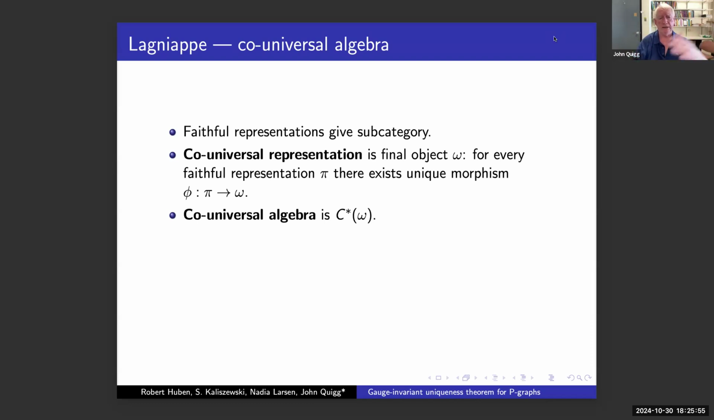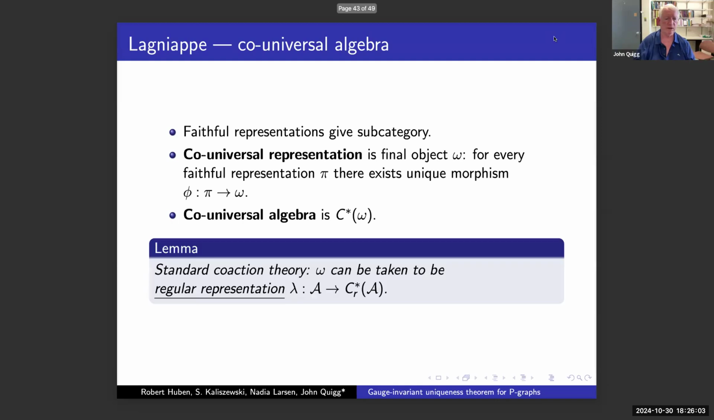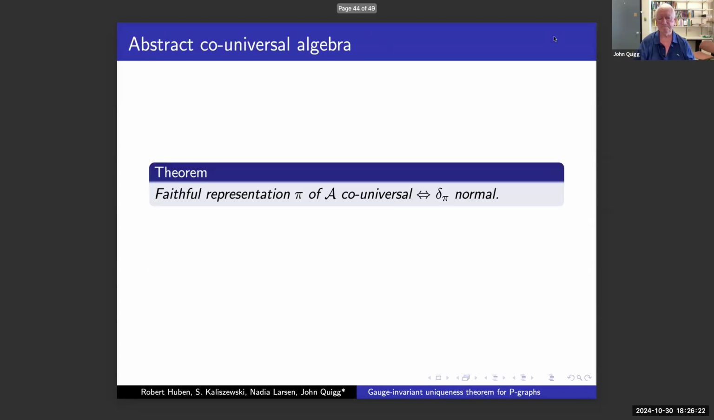And then the co-universal C-star algebra by definition is the C-star algebra generated by this co-universal representation. So again, think of the co in the categorical sense, it's dual to the universal thing. This reverses all the arrows. This is co-universal. The standard coaction theory tells us that in our case, for a Fell bundle A, omega can be taken to be the regular representation of the Fell bundle into the reduced cross-sectional C-star algebra of the Fell bundle.